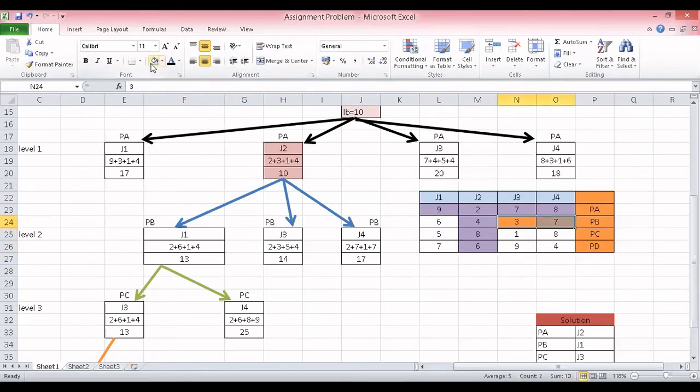I will do the same as before when job 3 is assigned to person B. When job 3 is assigned to person B, I will fill job 3 with orange color.